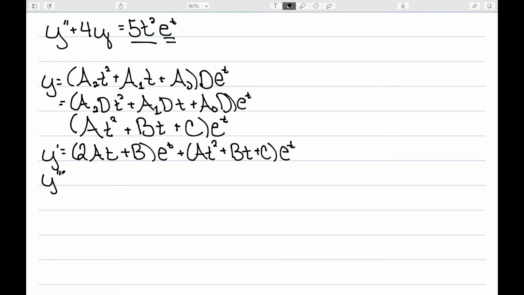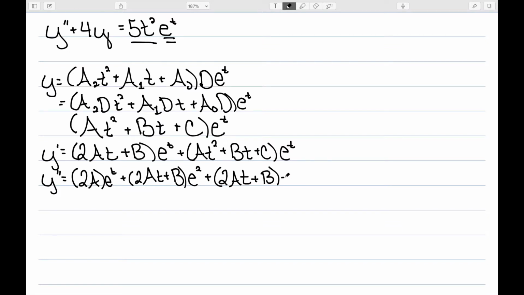Y double prime, once again another product rule. The derivative of the first would be 2a times the second plus the first, which is 2at plus b, times the derivative of the second. The next piece, I need the derivative of the first, which is 2at plus b, times the second plus the first, which is at squared plus bt plus c, times the derivative of the second.